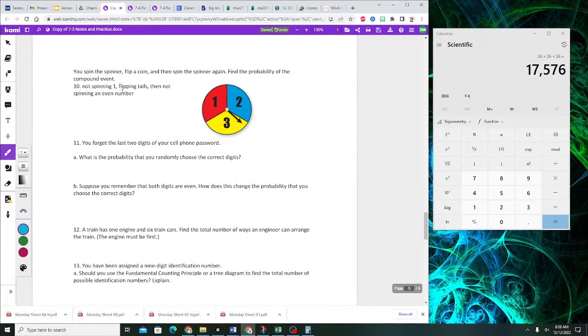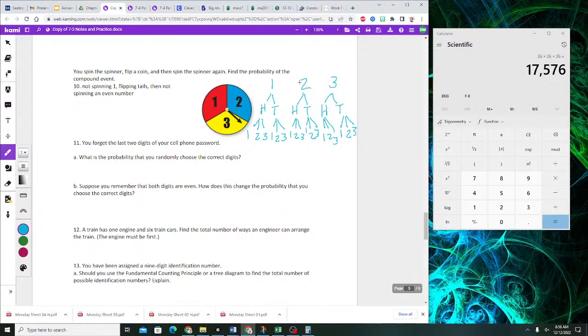Okay, you spin the spinner, flip a coin, then spin the spinner again. Find the probability of the compound event. So spinning the spinner would be 1, 2, 3. Flipping a coin is heads, tails. And then spinning the spinner again is 1, 2, 3 for each of the outcomes.